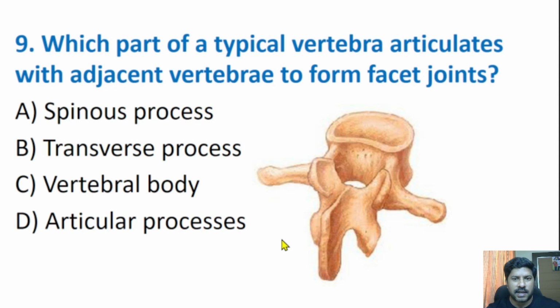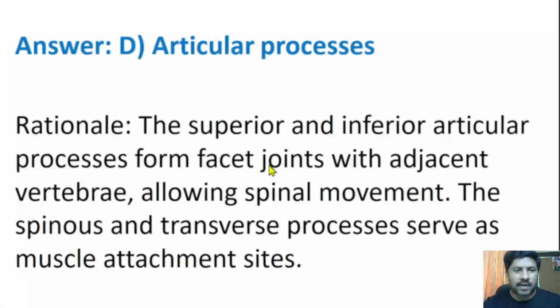The articular process helps to join the adjacent vertebrae to form facet joints. The superior and inferior articular processes form facet joints with adjacent vertebrae, allowing spinal movements. The spinous and transverse processes serve as muscle attachment sites. While studying the vertebrae, you will understand what the superior and inferior articular processes and spinous process are, and their purposes.